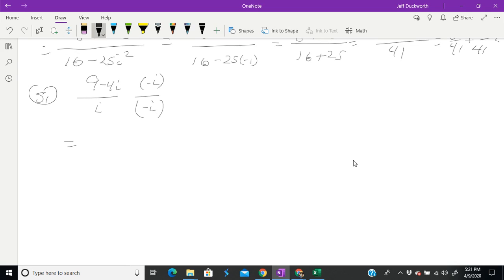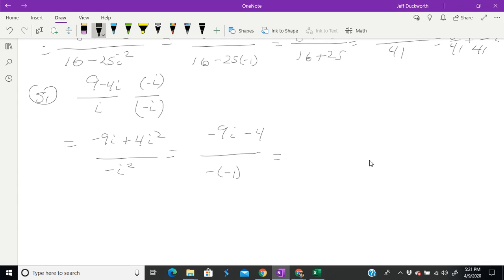And now we'll distribute the negative i on top in our numerator. So that's negative 9i. And that's going to be plus 4i squared because the negatives will cancel there. And then I get negative i squared on the bottom. And this is kind of why you want the conjugate. Again, it doesn't really matter because we're going to have a negative 1 for i squared anyway. Anyway, here we have negative 9i minus 4 because i squared is negative 1. And we have negative 1, which is just 1.